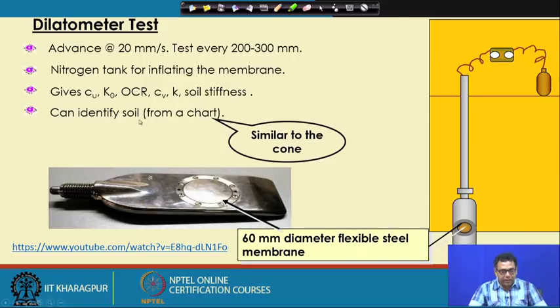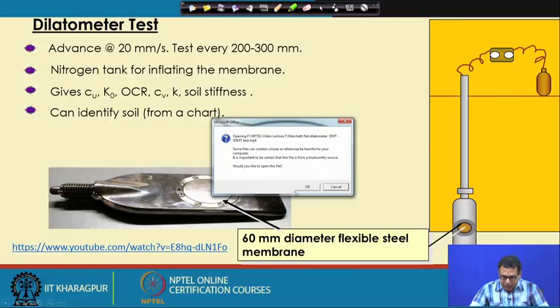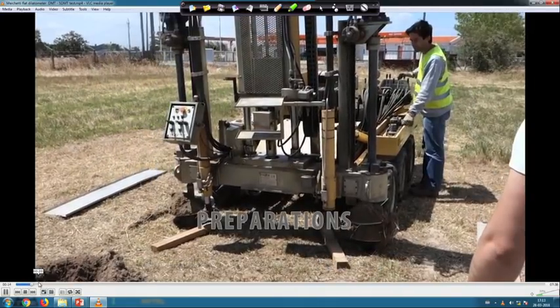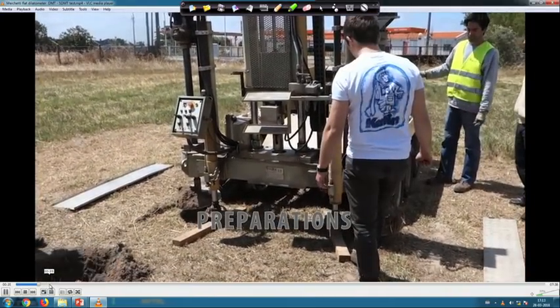Similar to the cone resistance, we have a chart, and by this chart we can get the soil properties. I will give you only the correlations by which we can get the values. I can also show you one video. These are the typical values, and this is a typical dilatometer setup.